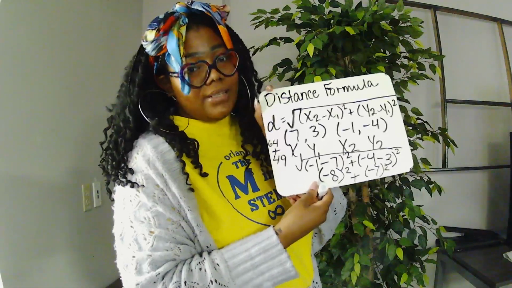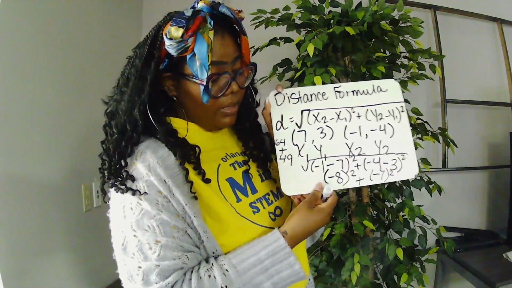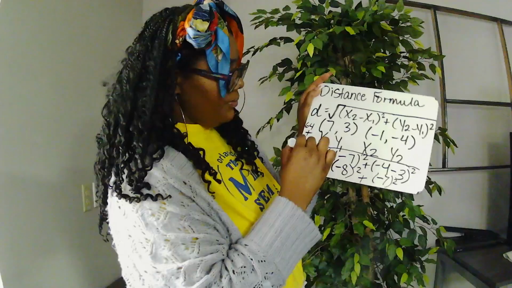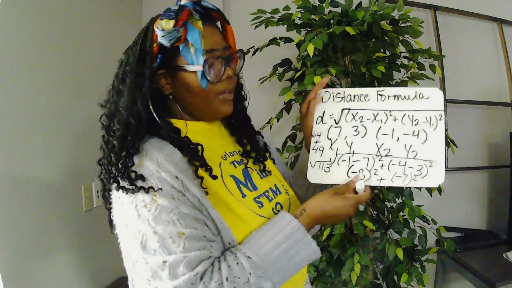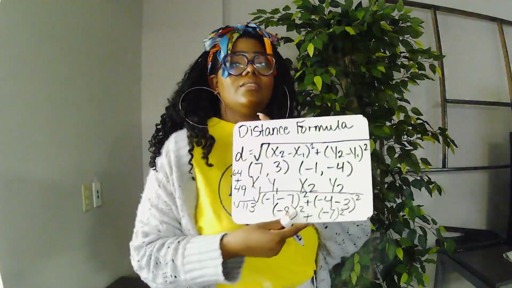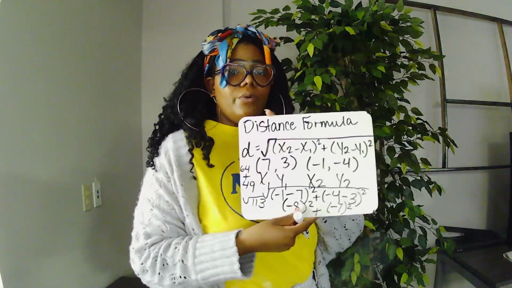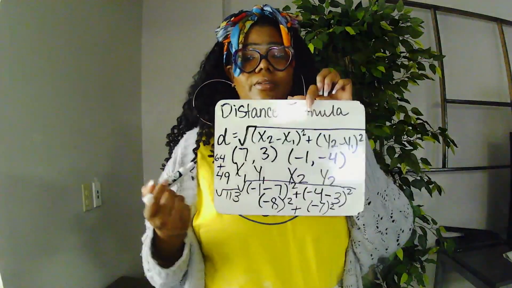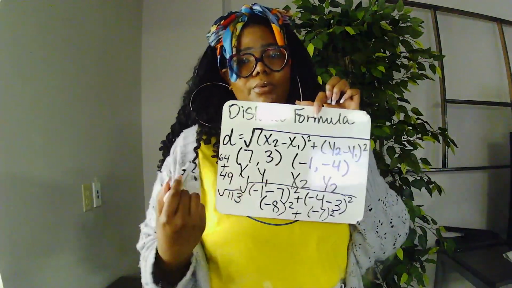We have one last step left of the distance formula. The last step wants me to take the square root of 113. Now, this is the case. 113 is not a perfect square. Therefore, it will be left in the square root symbol. And this will be your answer for the distance between these 2 points.